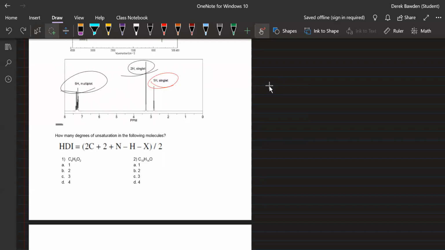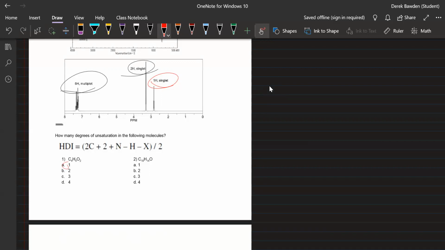Okay, so for this one, we have 4 carbons. So we have 2 times 4 is 8, plus 2, we're at 10. There's no nitrogens. We subtract the number of hydrogens, so we do 10 minus 8, okay, which is 2. Then we don't have any halides, so 2 divided by 2 is 1. Did everybody understand how I did that? I didn't really want to have to draw that out, but you just kind of go through the equation and do it that way.